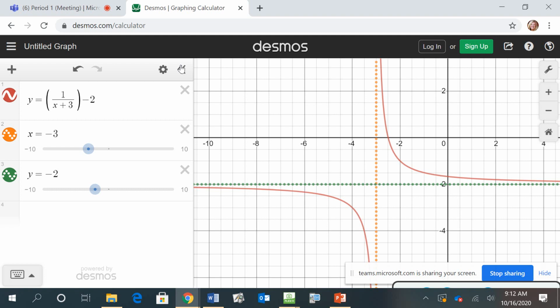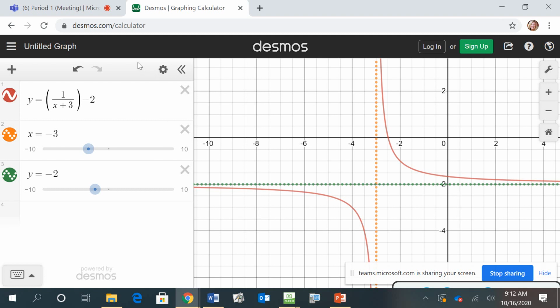Well, they just provide structure to our graph. Asymptotes provide structure. The actual function is going to approach those. If you want to think of them as walls, think of them as walls. It's going to approach that wall, but it never actually crosses the wall. It never goes through the wall. It just gets closer and closer and closer.